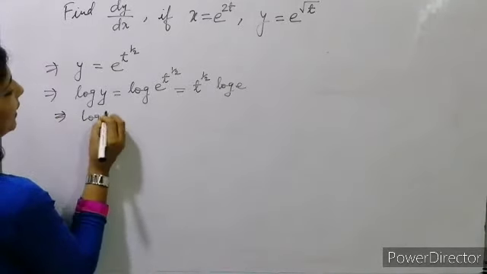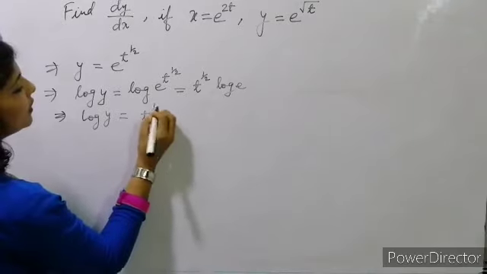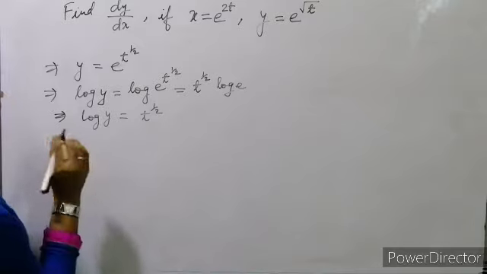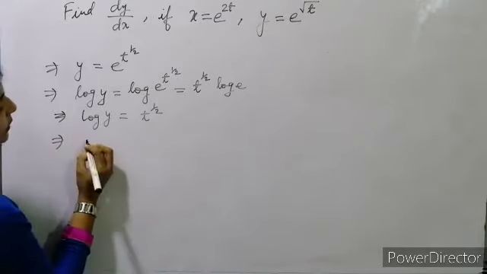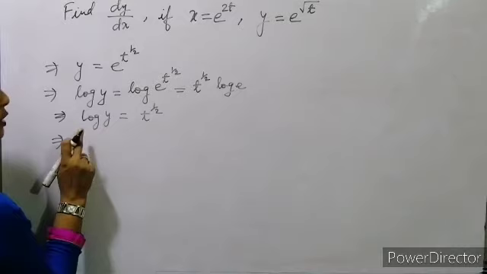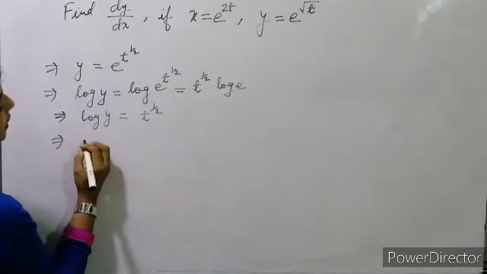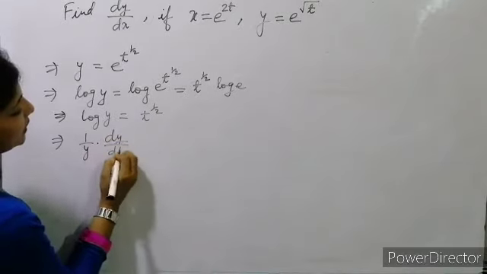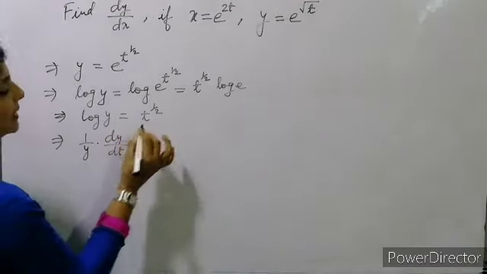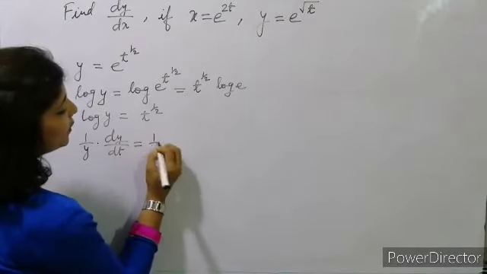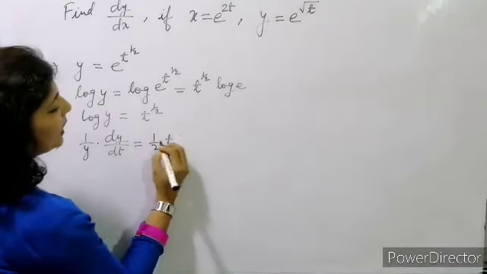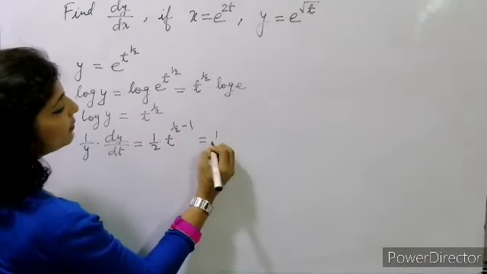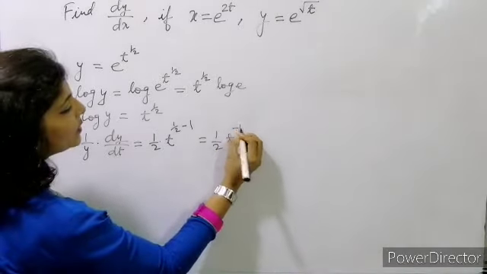So log of y will be equal to t to the power 1 by 2. Now we have to differentiate this log y with respect to t. So what will we get? We'll get 1 upon y multiplied by dy by dt, is equal to, differentiating t, first of all we write 1 by 2 multiplied by t to the power 1 by 2 minus 1. So it will be 1 by 2 t to the power minus 1 by 2.